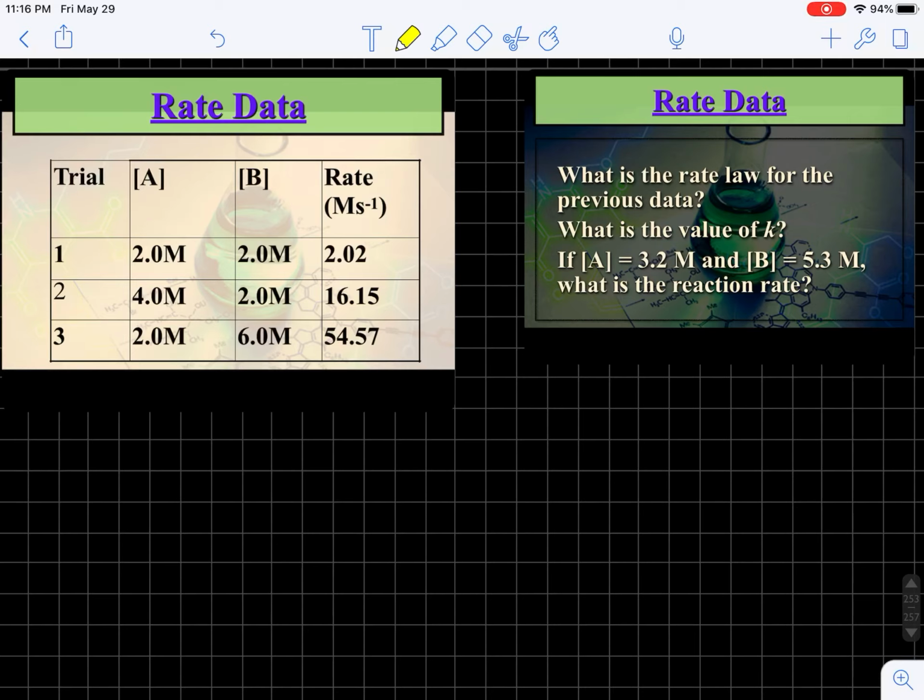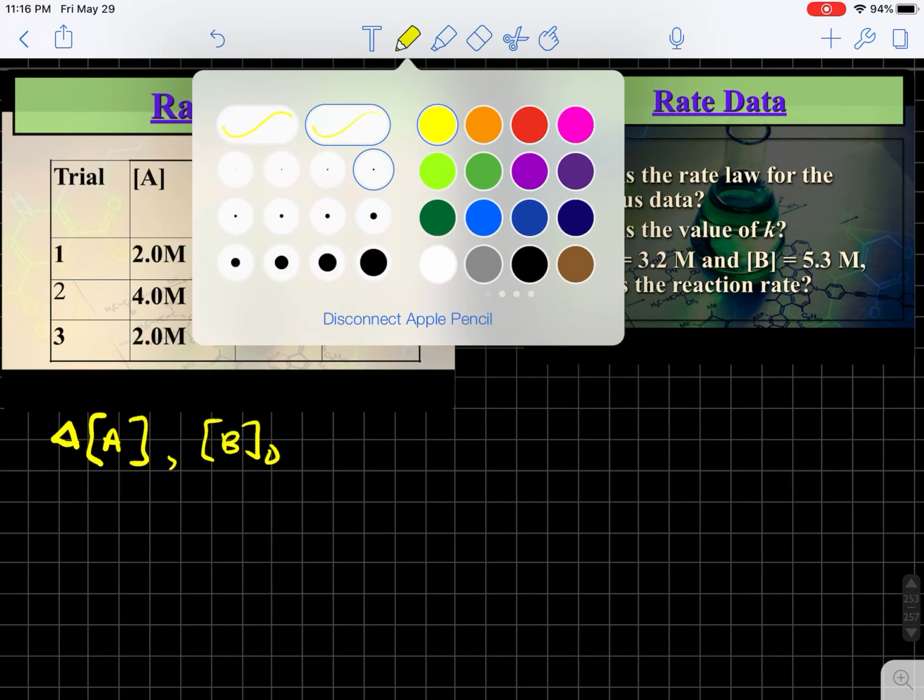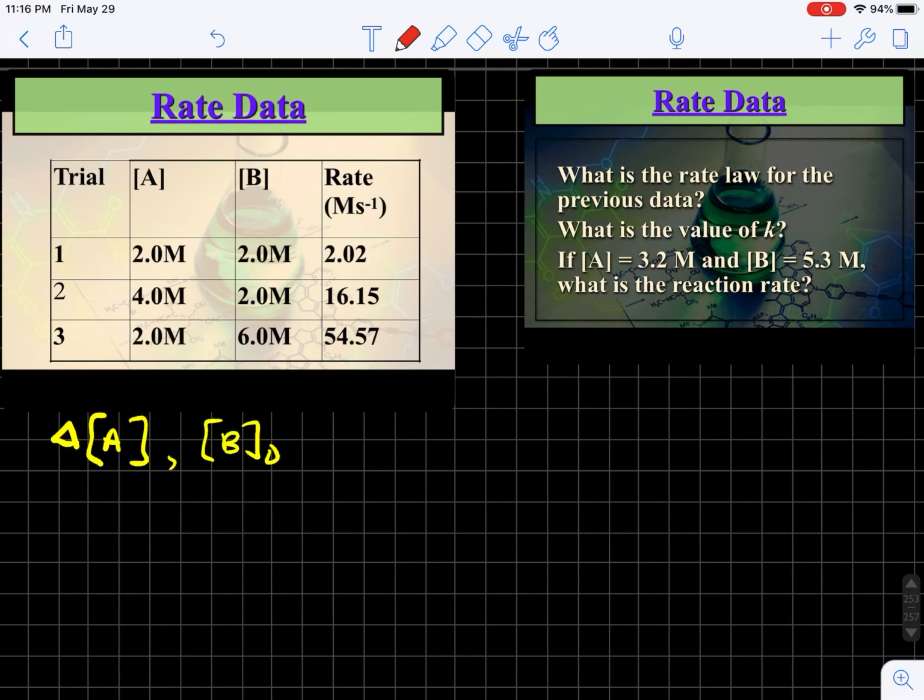In order to figure out how the change in the concentration of A affects things, we have to find data trials where A is changing, but we have to keep B held constant. If B and A change at the same time as we go from one experiment to another, we can't assign cause and effect. And you learned that in other science classes, right? We're changing one variable at a time. So if I look at trials 1 and 2, B is held constant, but A is changing. So I'm going to concentrate on trials 1 and 2.